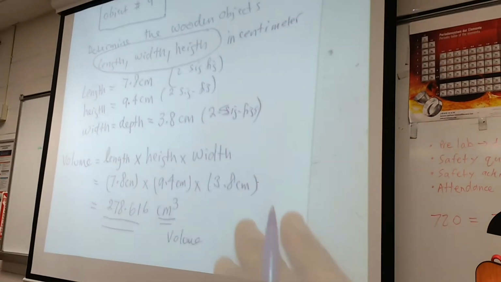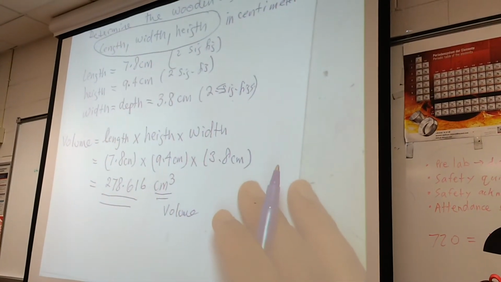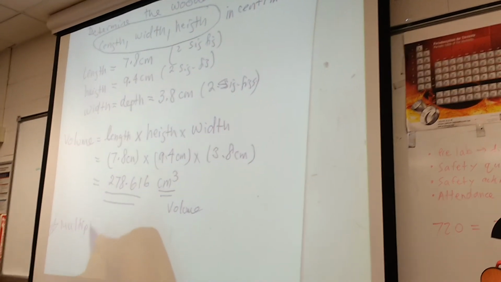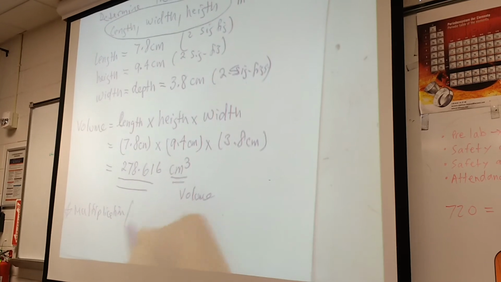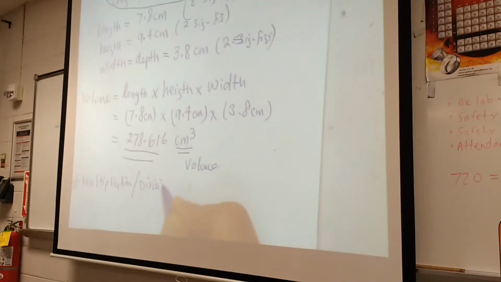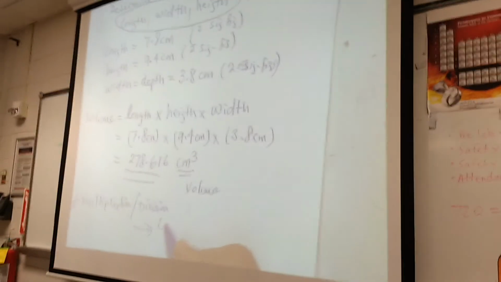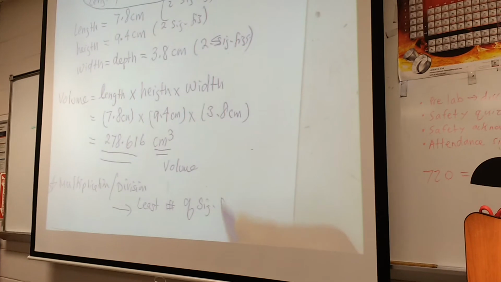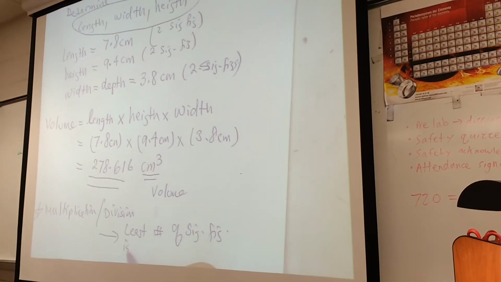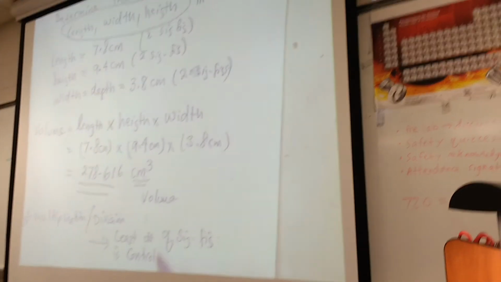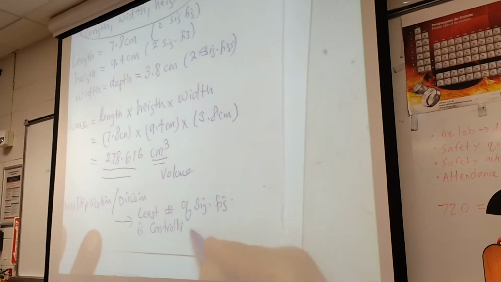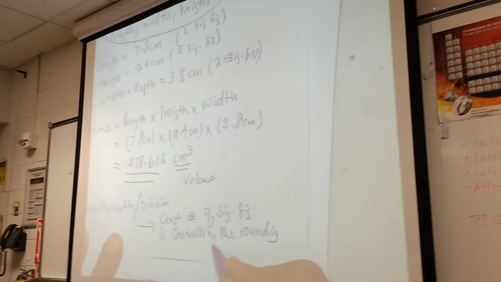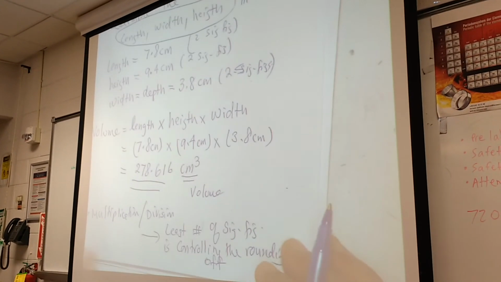The rule is, when I have multiplication and division, I have to use the least number of sig figs. That is controlling the rounding up, correct? Are you following?